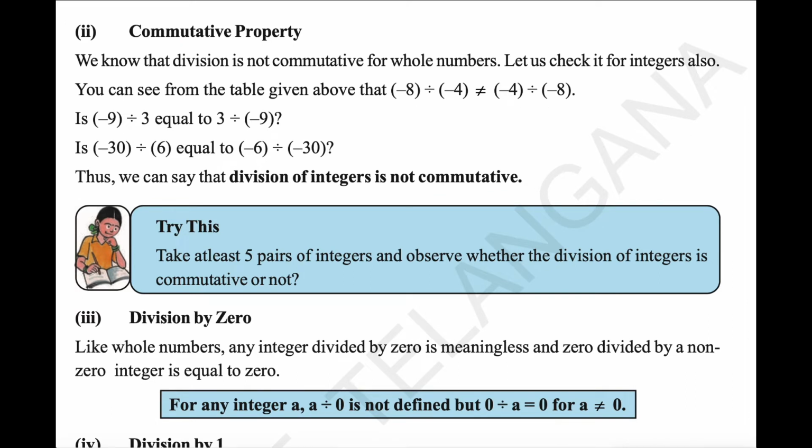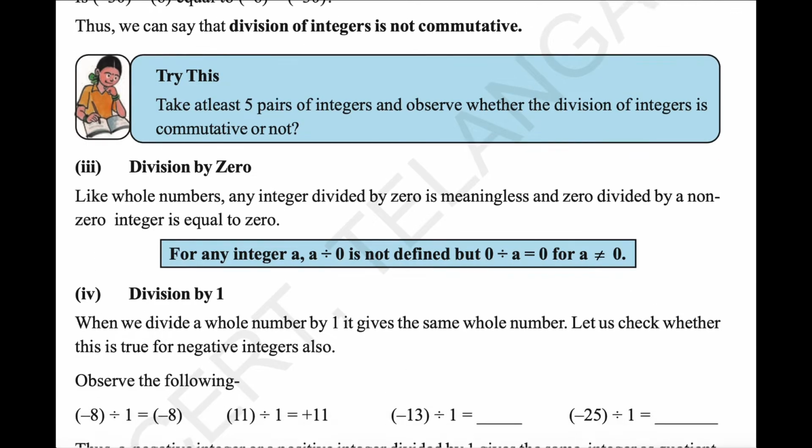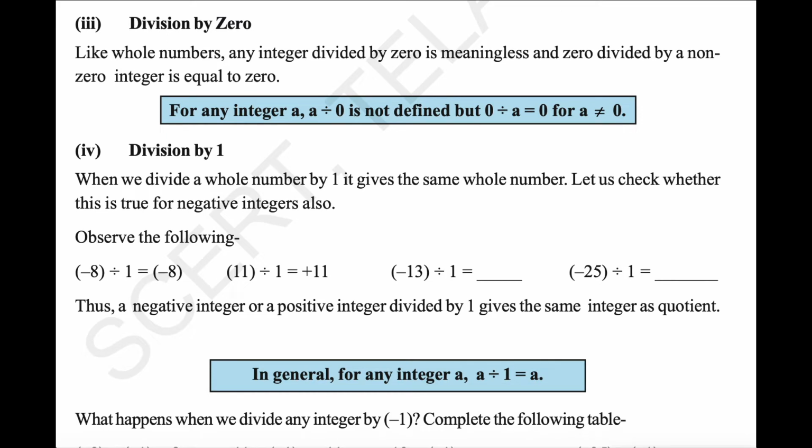Commutative property. We know that division is not commutative for whole numbers. For the integers also they are not commutative. a by b is not equal to b by a. Minus 8 by minus 4 and minus 4 by minus 8, both are not equal. Division by 0: like whole numbers, any integer divided by 0 is meaningless, and 0 divided by a non-zero integer is equal to 0. That is not a big trouble here. For any integer a, a by 0 is not defined, but 0 by a is always 0, for a not equal to 0. That you have to remember.